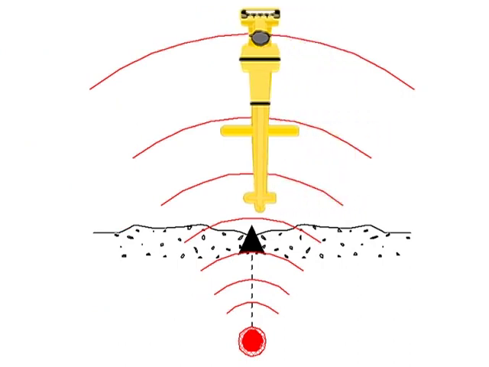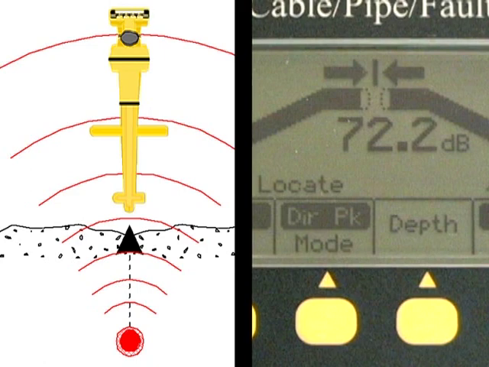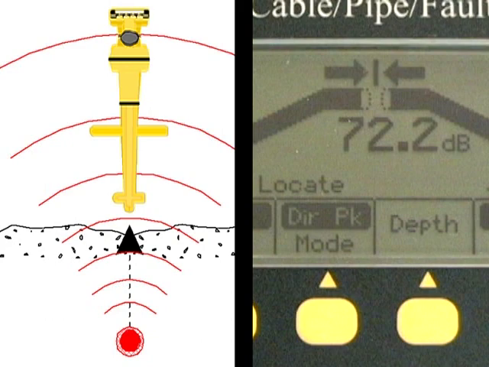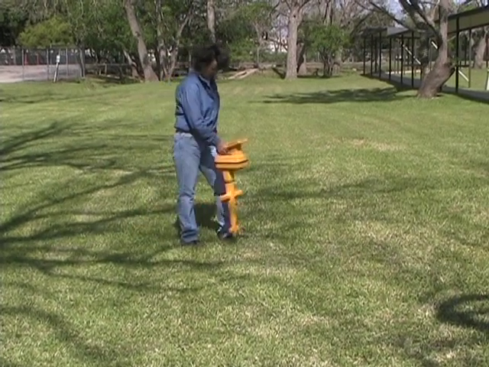When the crossbar is centered over the electromagnetic field, both arrows will appear. The numerical signal level should be at its highest value, the bar graph should be almost closed, and both arrows displayed when locating a target with an undistorted electromagnetic field. To verify the target path, measure the depth to the conductor.